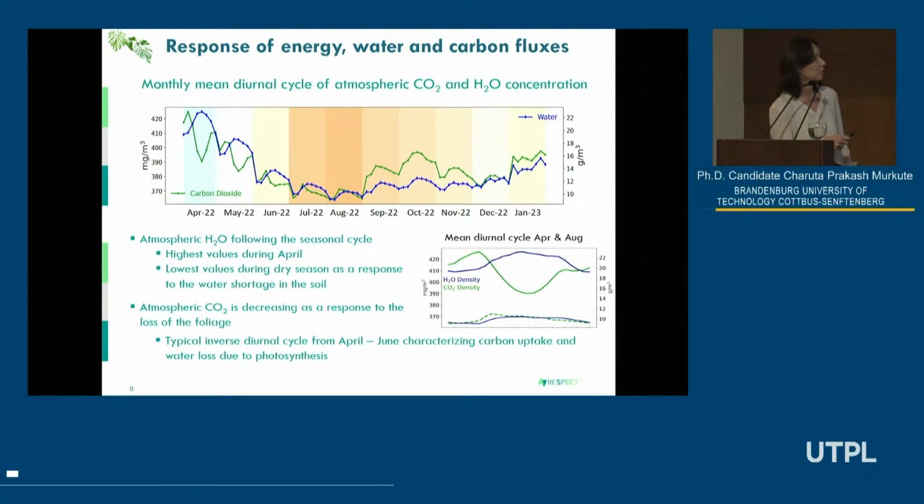And so what is interesting as well is that we have here the typical diurnal cycle with this inverse signal: the high water concentration during daytime, and the lower concentration of carbon dioxide during daytime as well, as a signal of photosynthesis in the system. And this signal is then changing towards the dry season, and I showed this in this lower figure as well, where we compare April and August to have opposite months, the wet month in the wet season and the month in the dry season, and there we see that the amplitude is particularly changing. So that means we have a typical inverse diurnal cycle from April to June, characterizing carbon uptake and water loss due to photosynthesis, and this signal is then changing in the dry season.